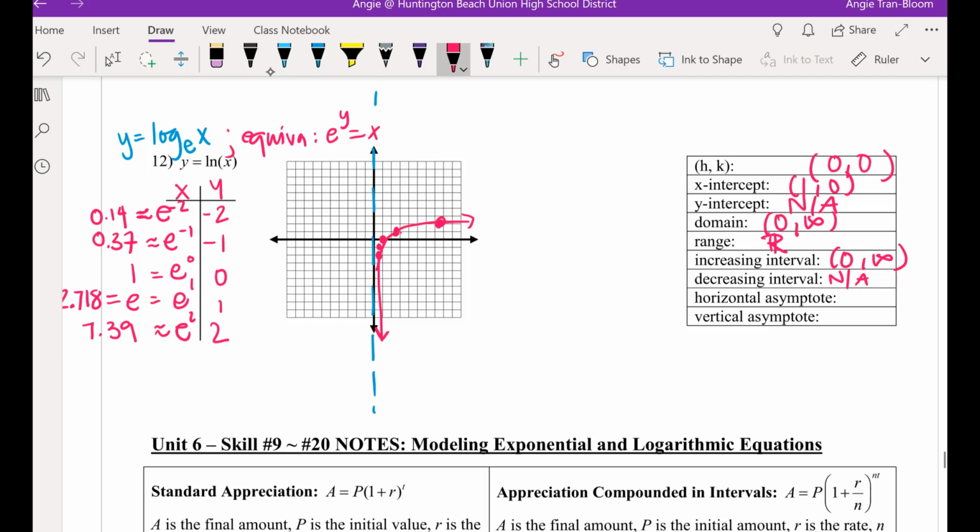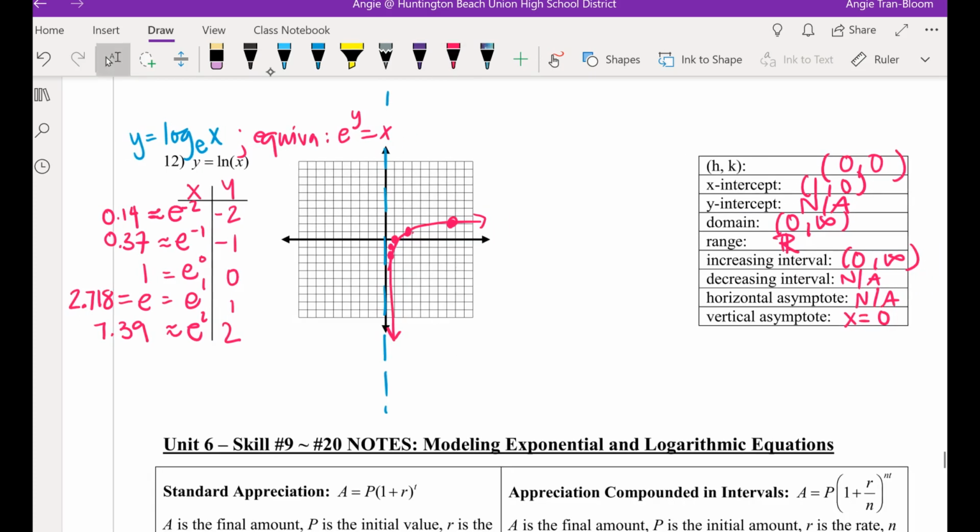Horizontal, vertical asymptote? Vertical, so I'm going to write NA on horizontal. Vertical is where? x equal to 0. Now notice how I'm not lecturing anything on the transformation, but you could still do them, right? Because there are no difference at all. That's an egg roll for today.